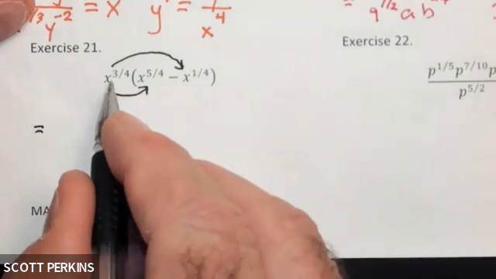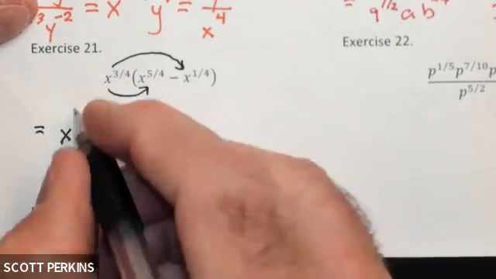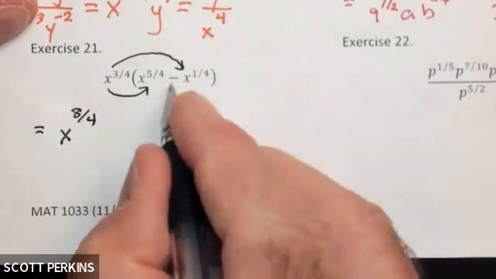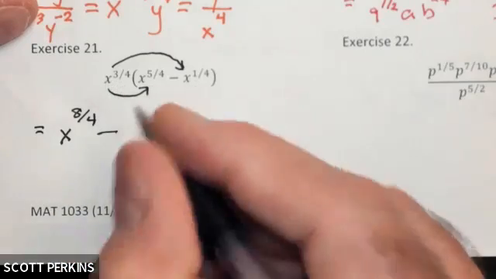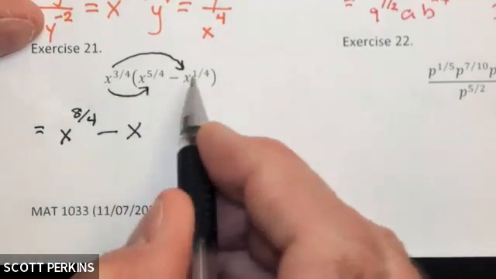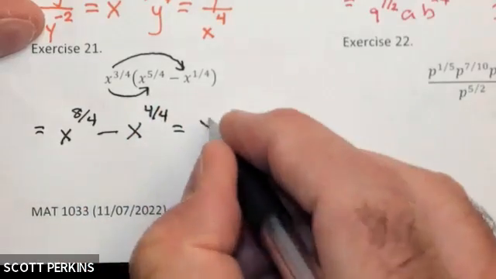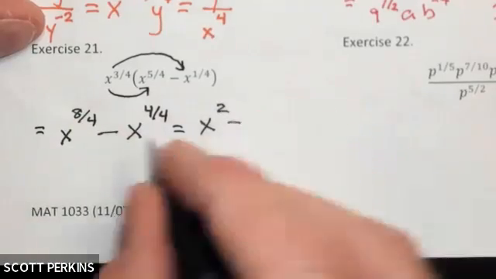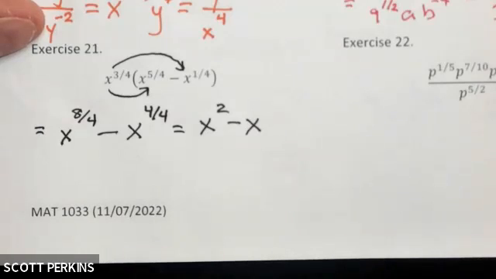So remember, product rule means you add the exponents. So when I multiply x to the 3/4 times x to the 5/4, that's x to the 3 plus 5 or 8/4, minus, and then when I multiply the x to the 3/4 times the x to the 1/4, that's x to the 3 plus 1 or 4/4. When I reduce those fractions, 8 over 4 becomes x squared. 4 over 4 becomes x to the first. Those are not like terms, so that problem is finished and completed.